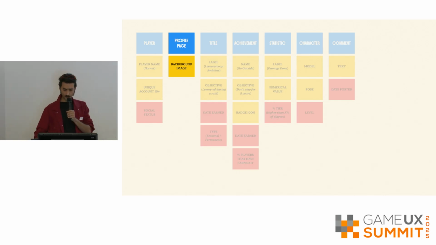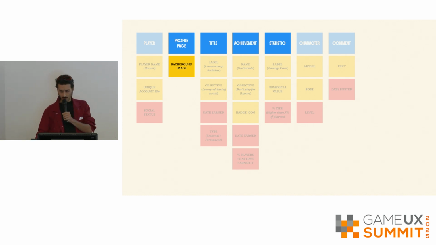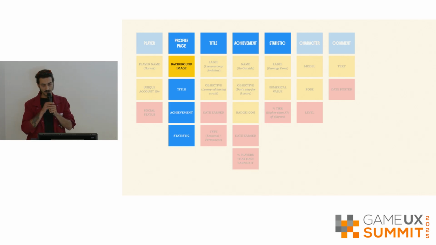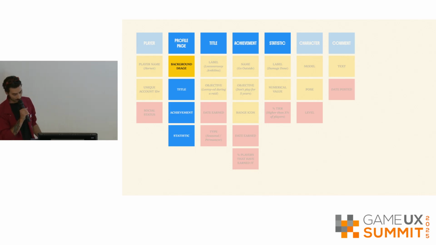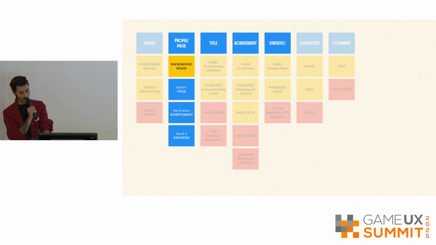So we want them to show titles, statistics, and achievements in it, right? After all, we need them to have a way to showcase their hard-earned and exemplary achievements and titles and statistics. So we establish a relationship by placing those objects underneath our profile page in the same column. But we also need to define the cardinality of nested objects. That is, the number of times a nested object can occur in a host object.